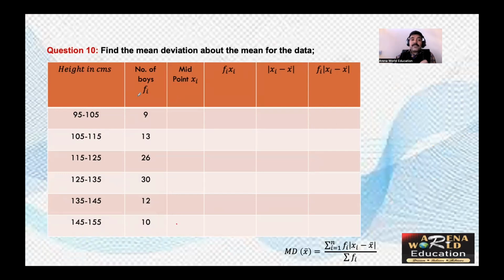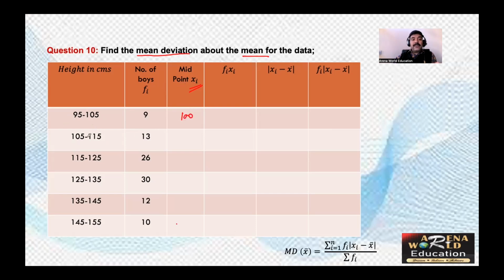Just like the previous question, here again we have to find mean deviation about the mean. And instead of xi, we are having class intervals. So what is the first step? Yes, we will find the midpoint. So 105 plus 95 divided by 2. Yes, this will be 200 divided by 2, that is 100.